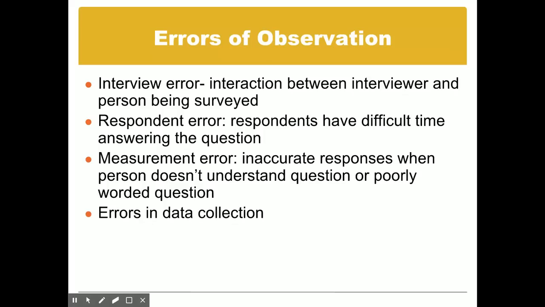And then here are some errors in observation. Maybe you weren't asking the question right and they didn't understand your question, so they answered incorrectly. That would lead to a respondent error. Again, mostly this one has to do with you as the person relaying the question. Are you relaying that information clearly? When you start collecting the data, does it make sense? Or did you make any mathematical error?